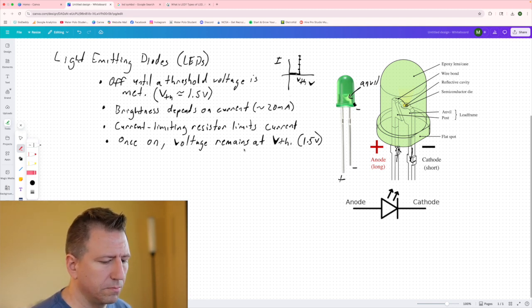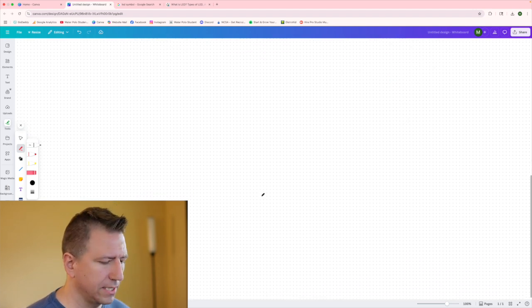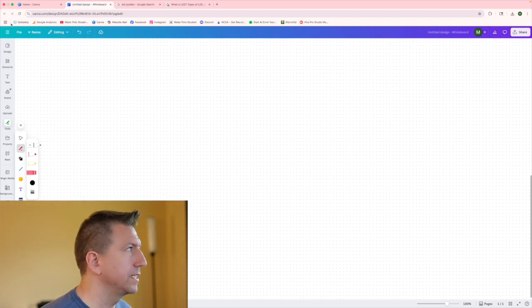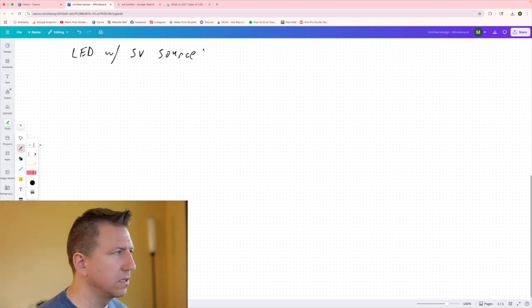Great. Those are the bullet points we want to look at. So let's go ahead and get to a blank section. What if we connect an LED with a 5-volt source? Okay, so that's going to look something like this.